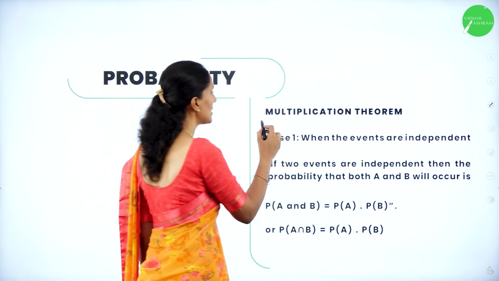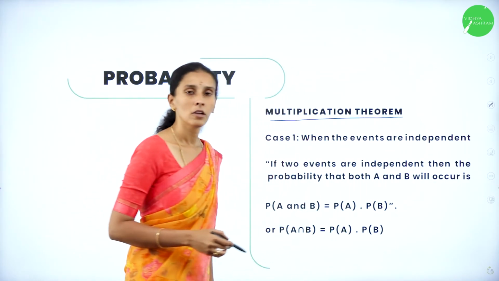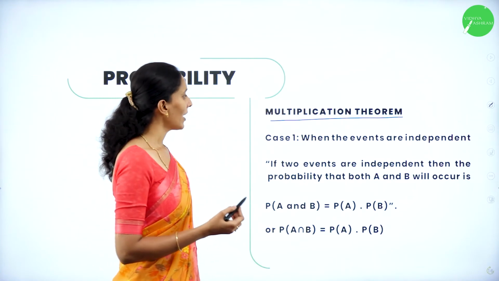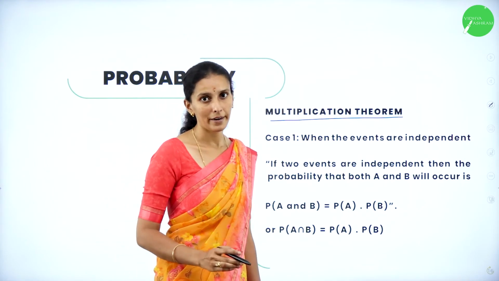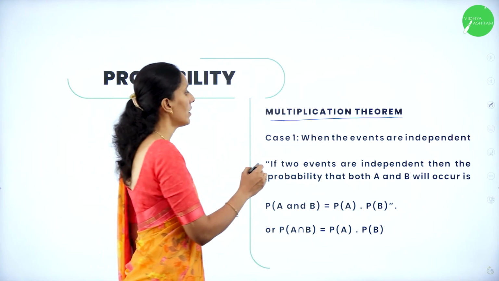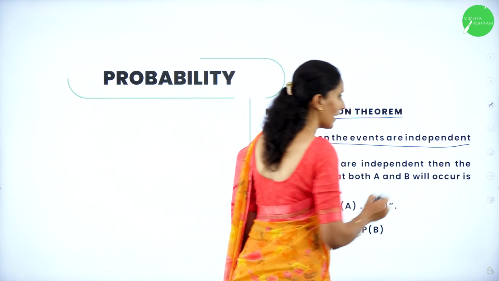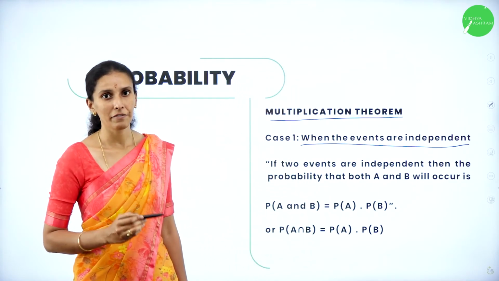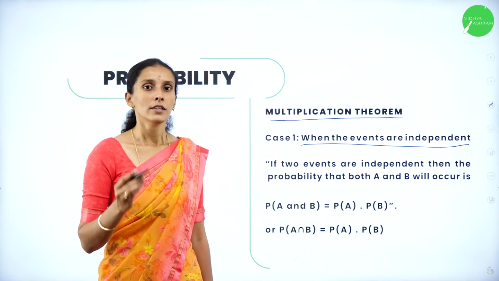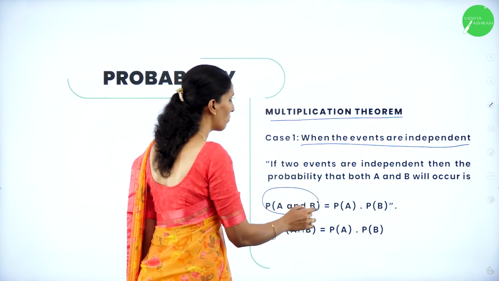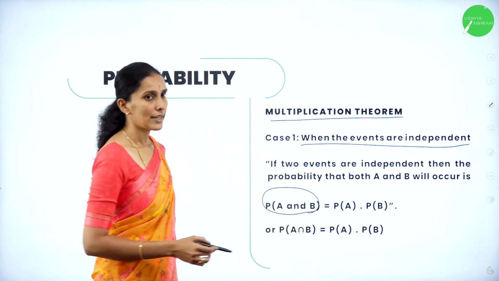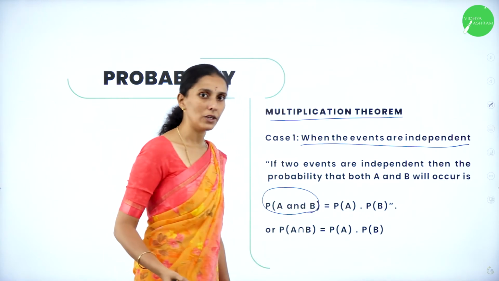Next we come across the multiplication theorem. So what does the multiplication theorem say? The multiplication theorem is purely on independent events. So here we have when the events are independent. We have already learned the definition of independent events. So P of A and B, the probability of both A and B, is nothing but P of A into P of B.